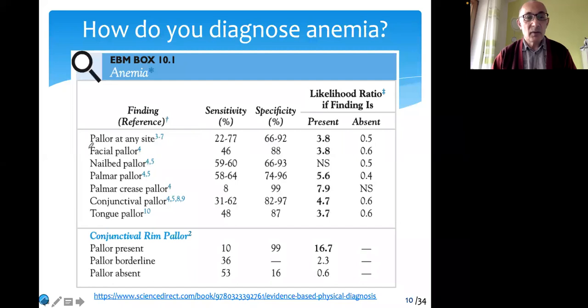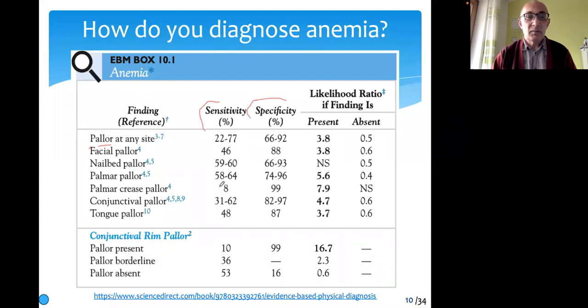it is diagnosed by physical findings like pallor, or facial pallor, nail bed pallor, etc. So different kinds of pallors at any site. And each of these clues has some predictive value for diagnosis. And this is judged by using the terms sensitivity and specificity.